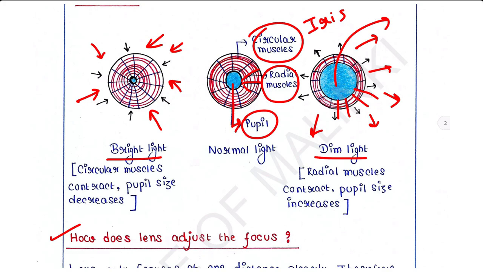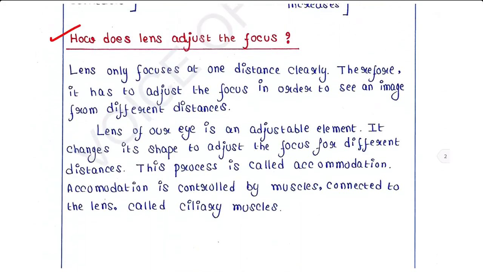And the next question is, how does the lens adjust the focus? First of all, the lens only focuses at one distance clearly. Therefore, it has to adjust the focus in order to see an image from different distances. The lens of our eye is an adjustable element. It changes its shape to adjust the focus for different distances. This process is called accommodation.